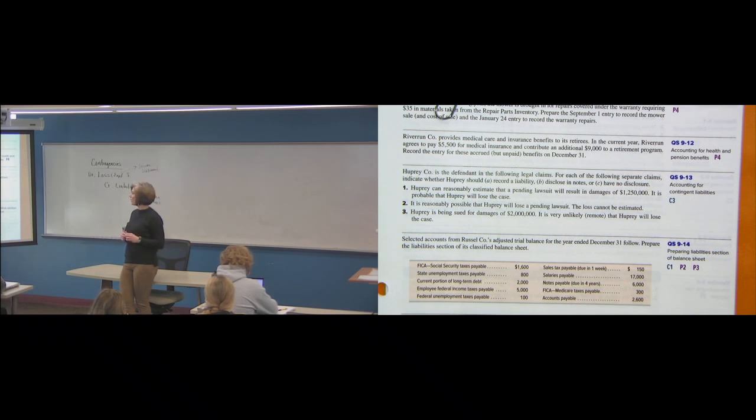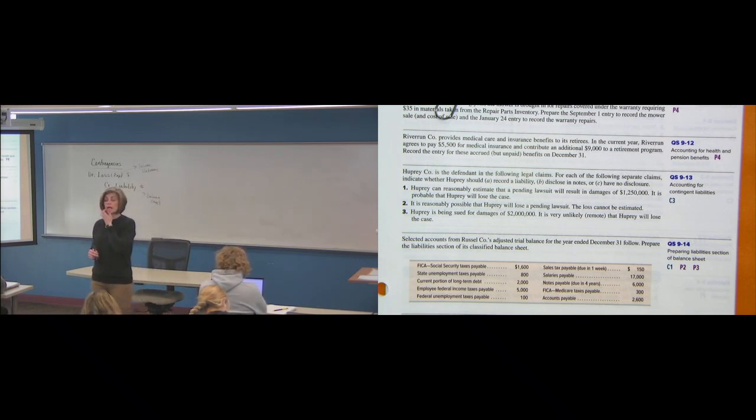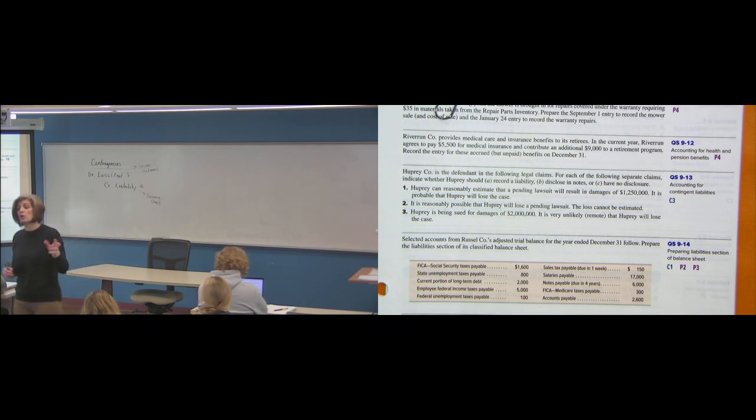Number one, Hupre can reasonably estimate that a pending lawsuit will result in damages of $1,250,000. It's probable they will lose the case. Record. See, I told you this would be easy. Yeah, you got to record the liability. In addition to recording the liability, you also got to disclose in the notes, though, too. You got to tell about it. You got to get the details.